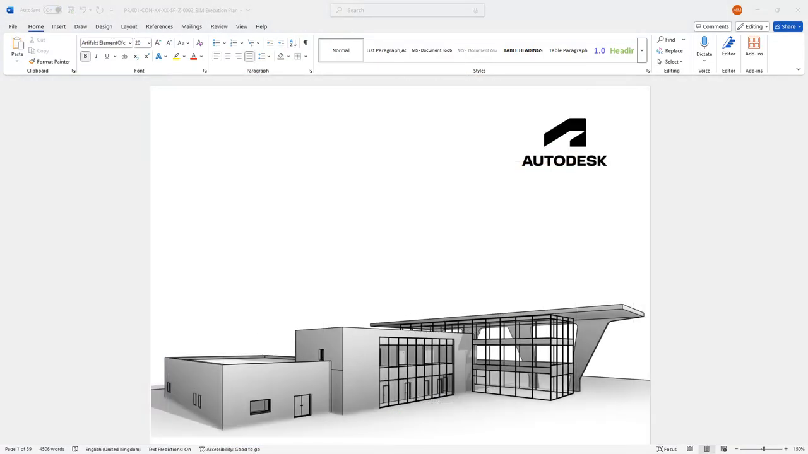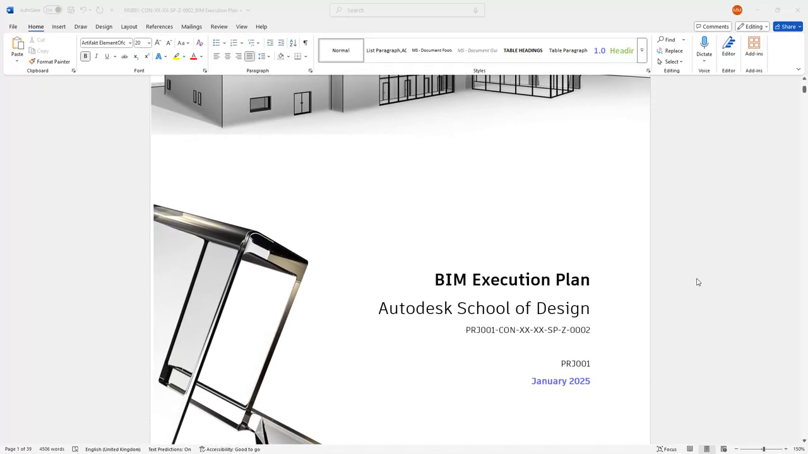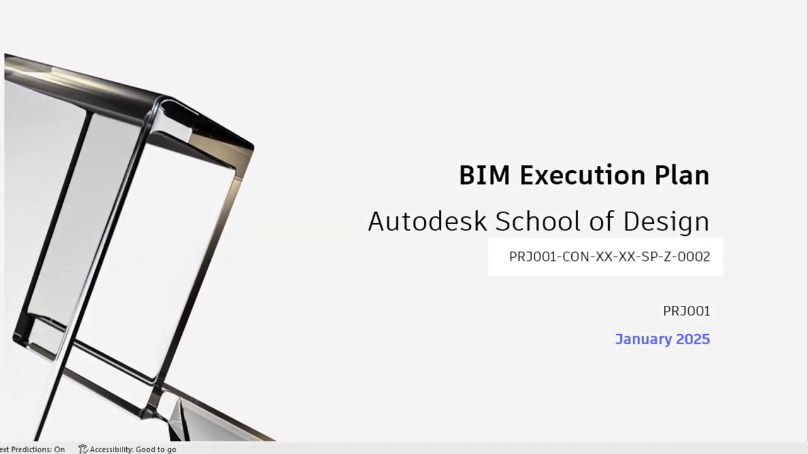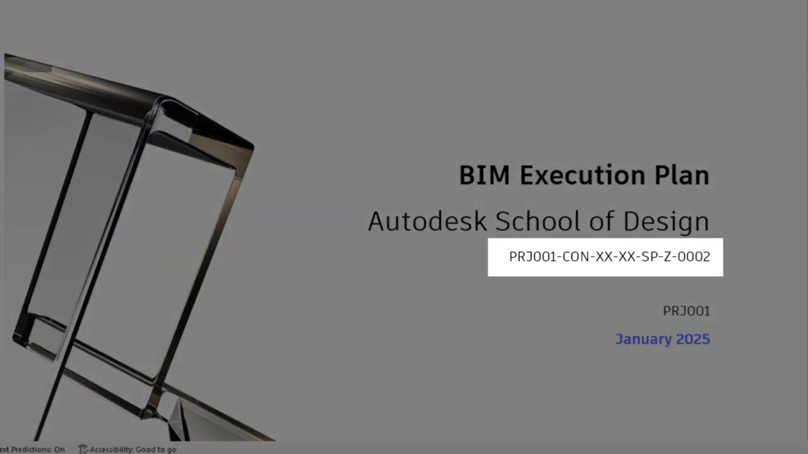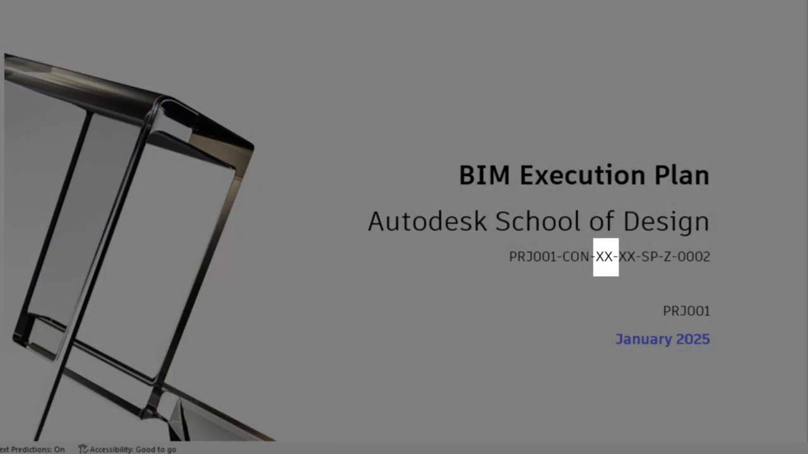To begin this project, open the BIM Execution Plan from the dataset provided. It's been named to meet the ISO 19650 and project naming standards. PRJ001, project number 1. It was created by the contractor, so CON. This document specifically does not relate to a volume or a functional breakdown of the project, so XX.